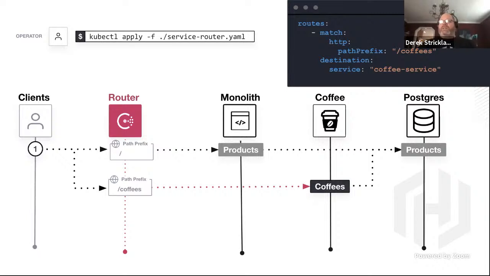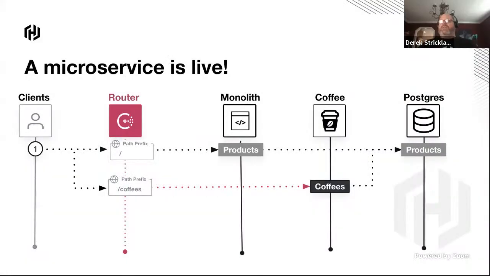If it's for some other product type, it'll just continue to go to the monolith. If it hits the /coffees route or path prefix, it will bypass the monolith and go directly to the coffee service, which can talk to the Postgres database. And so there you go. That's what it'll look like with our microservices. So that's all the slides.